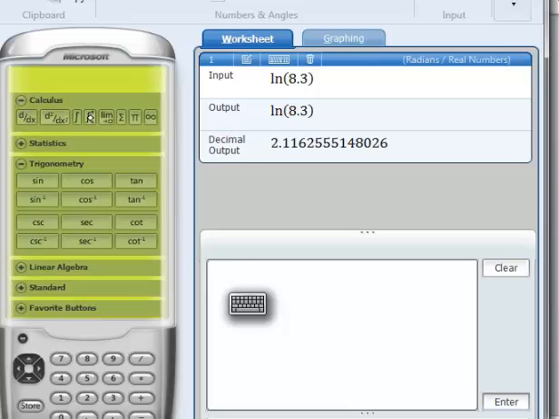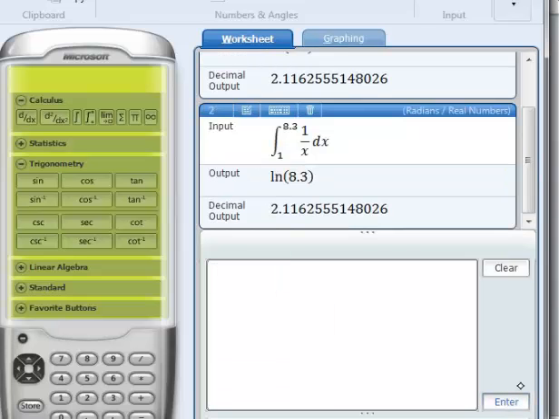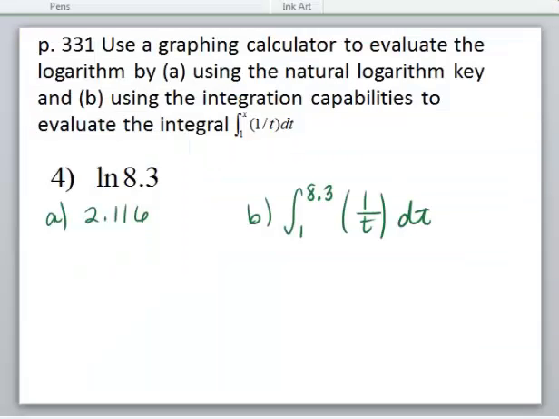So I'll type in my integral and I'll put in from 1 to 8.3, and then my function itself is 1 divided by x. We'll call it 1 divided by x, and I'll hit enter. Notice I get the exact same answer that I got before, so you can use integration to actually find the natural logs. So I'll go ahead and write down that this is the same answer.